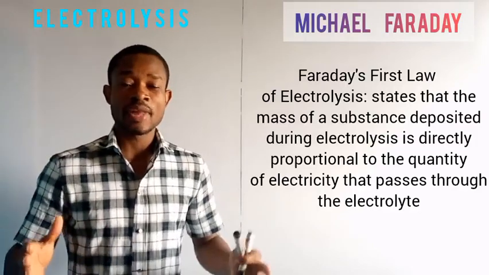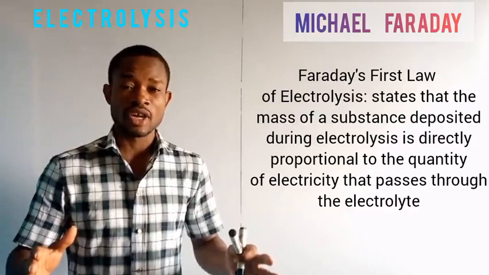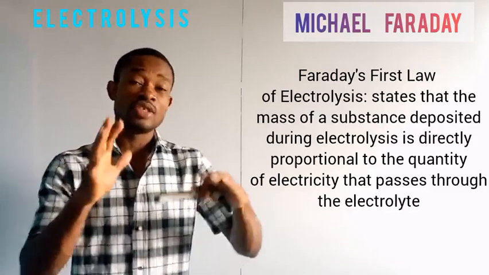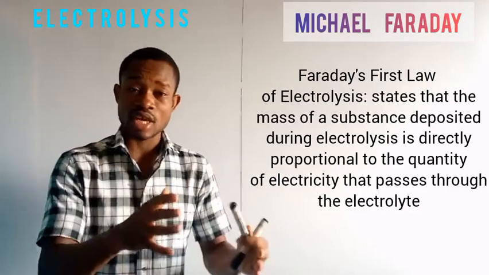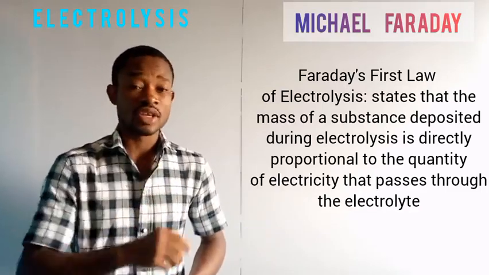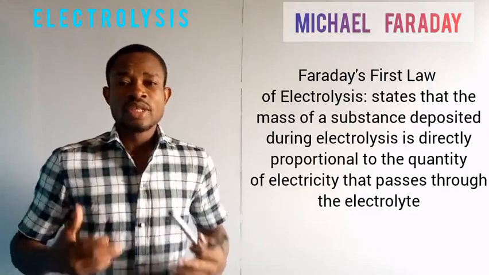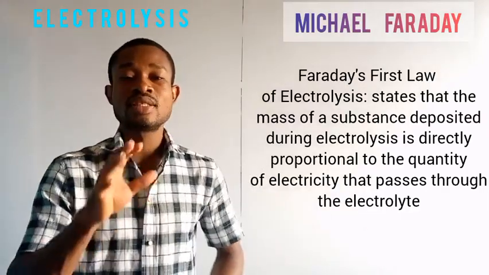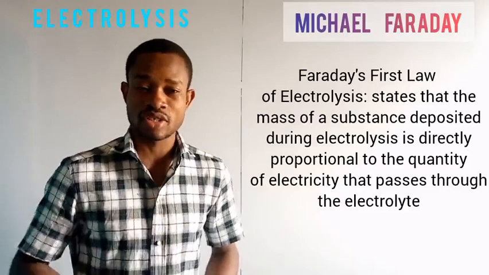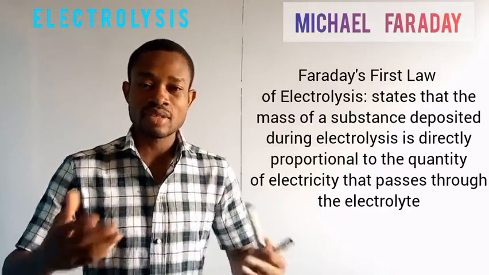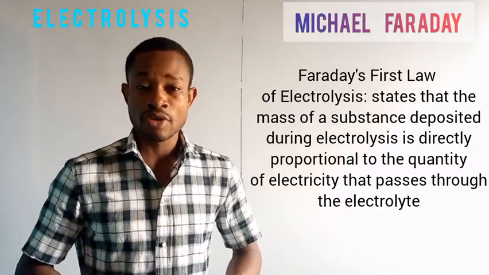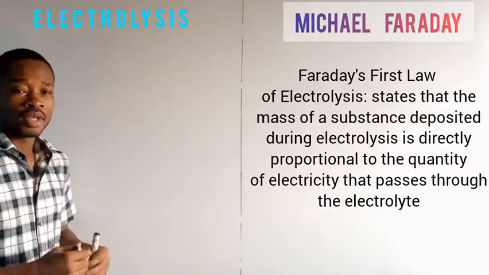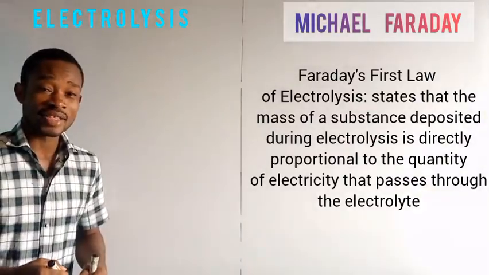So you see here that Faraday's first law of electrolysis draws the relationship between the mass that is being discharged, that is being deposited, and the quantity of electricity passing through it. Now, if Faraday's first law says that the mass deposited is directly proportional to quantity of electricity, we can use mathematics, direct proportion or variation knowledge, to set out what this equation should be. And so come with me as we analyze that on the board.